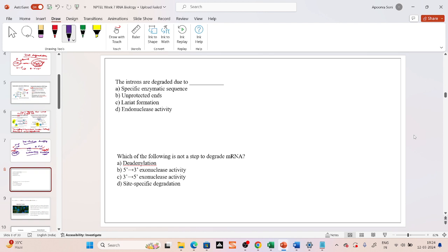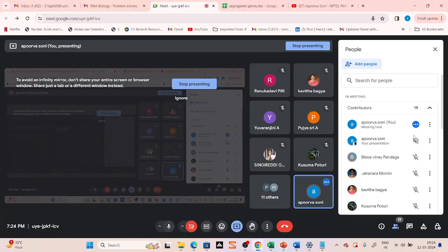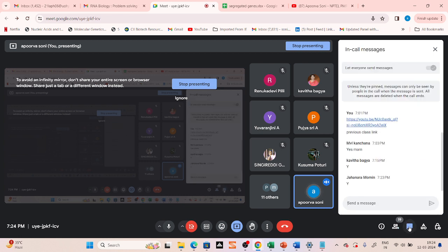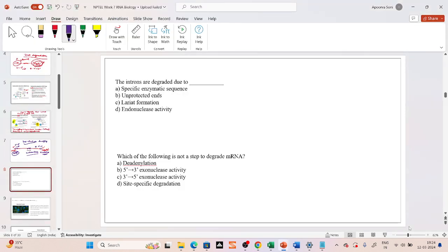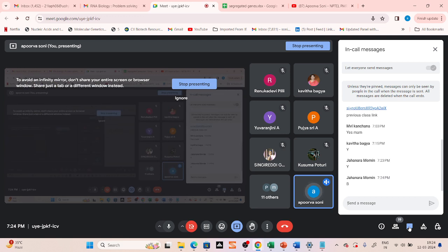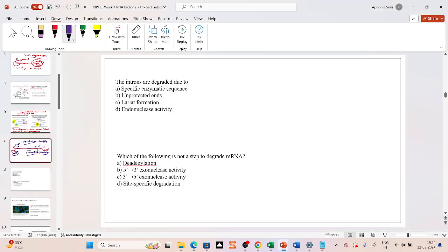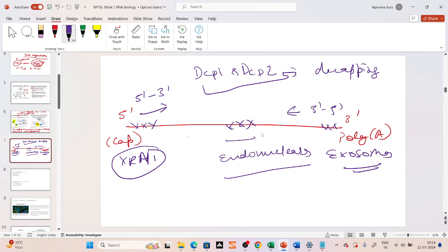Okay, I will switch the screen now. Let's see if anybody has attempted anything or not. Nobody has attempted. Why? That means you haven't understood anything. Okay, Janara is saying B. What is the B option? Anybody else who wants to try? Come on, try. Just now, in that slide, I told you about everything. From here only you should be able to answer the question.